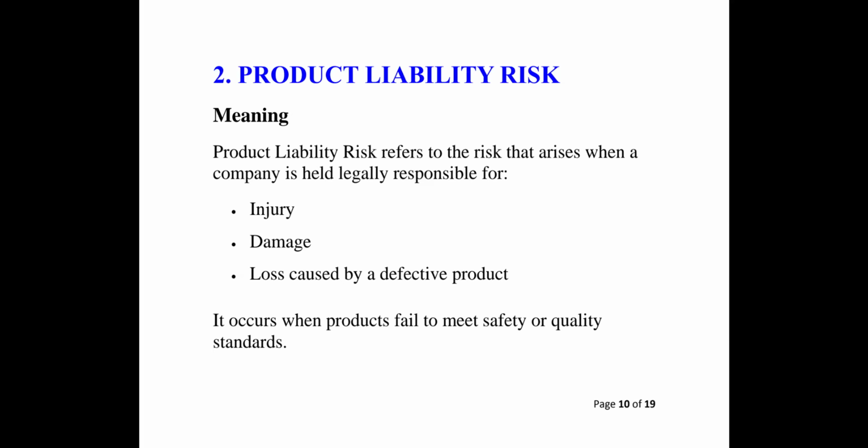Sources of product liability risk: design defects, flaws in the product design that make it inherently unsafe; manufacturing defects, errors during production that lead to faulty products; marketing defects, inadequate instructions, labeling errors, or failure to warn consumers of risk; regulatory non-compliance, not meeting safety standards set by authorities, for example FDA, BIS in India; supply chain issues, defects introduced by third-party suppliers or contractors.